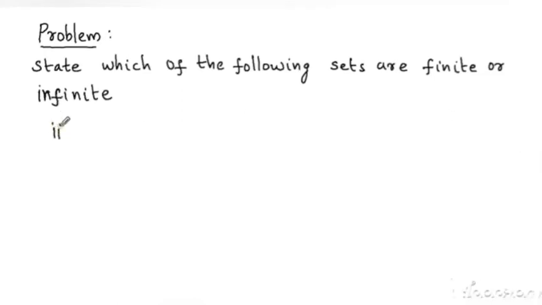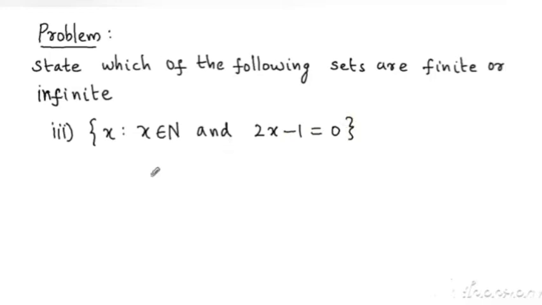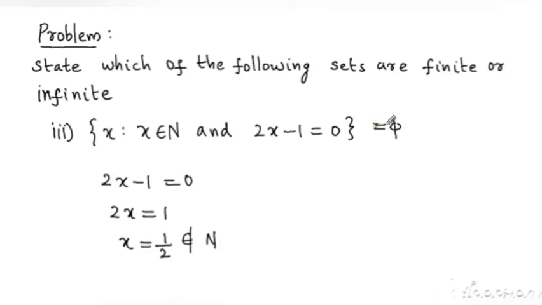Then consider another set: the set of all x such that x belongs to N and 2x minus 1 = 0. Here we need to solve that equation. 2x minus 1 = 0, that means 2x = 1. So you will obtain x = 1/2, and it is not a natural number. So this set will be the empty set, and we know that the empty set is also a finite set. So this will be a finite set.